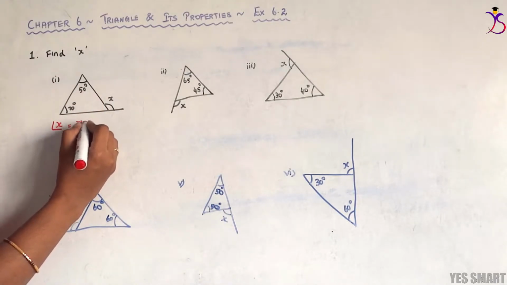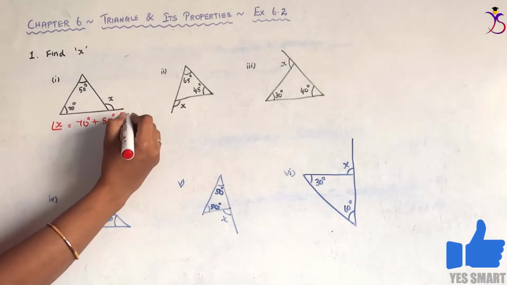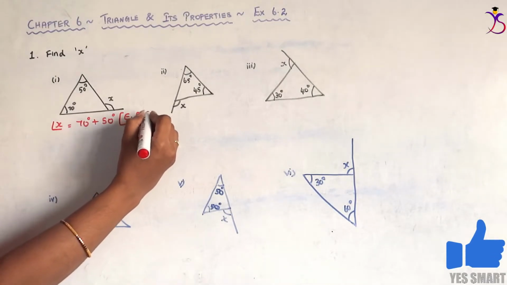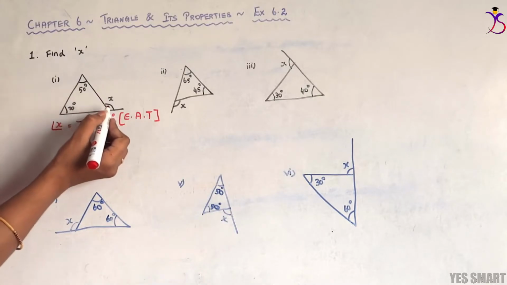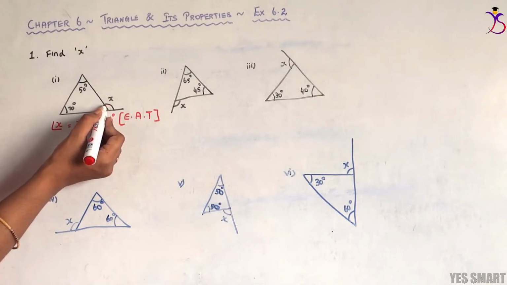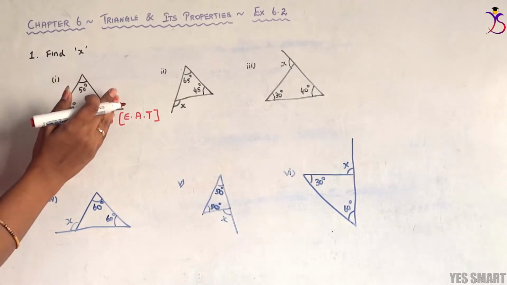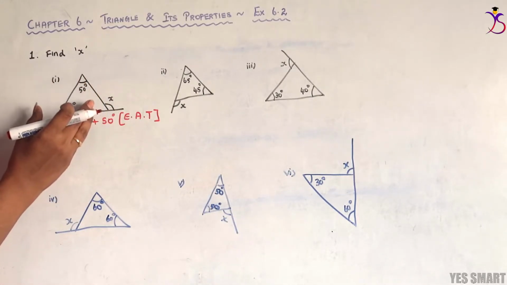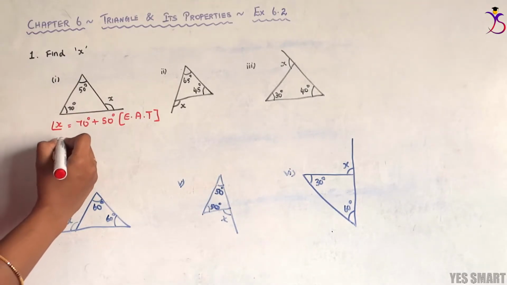Therefore, x is equal to 70° plus 50°. The reason is the exterior angle theorem. The two interior angles should be opposite to the exterior angle. They should not be on the same side of, or just near to, the exterior angle. They should be far away, that is, opposite to the exterior angle. Therefore, x is equal to 120°.